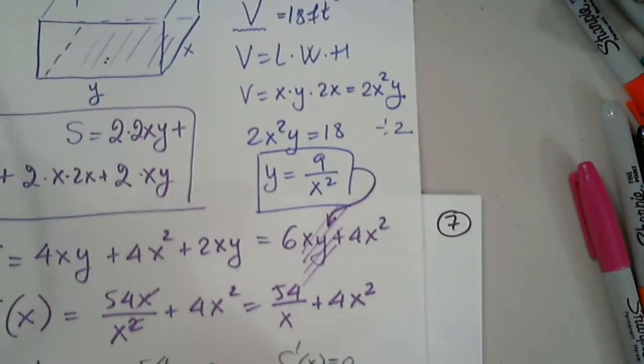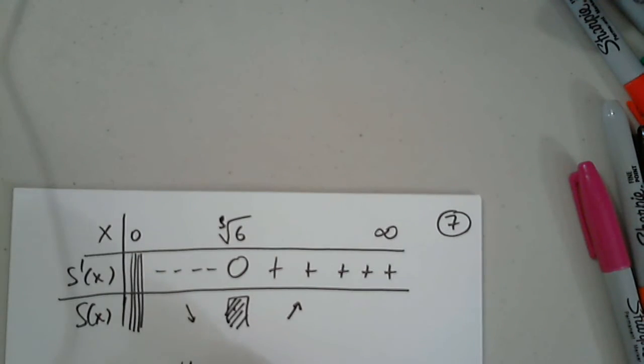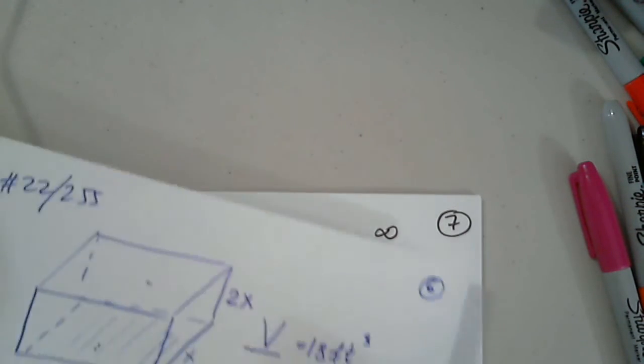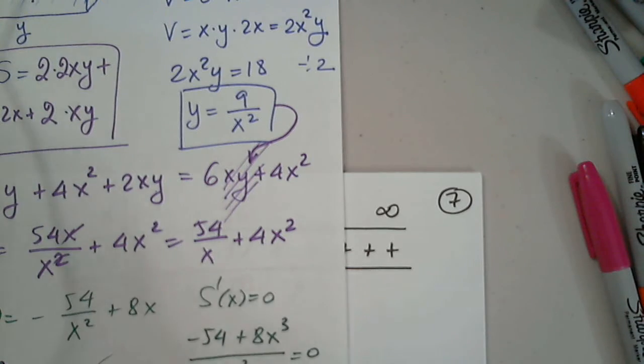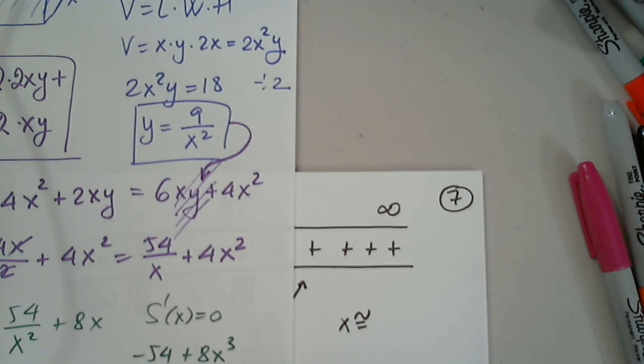But I only determined x. Now I have to determine y. So y will be 9 divided by the cube root of 6 squared. And yes, I will have to approximate these values. So x is approximately the cube root of 6, 1 point what? I like this. You can use the method you like, of course. 1 divided by 3.